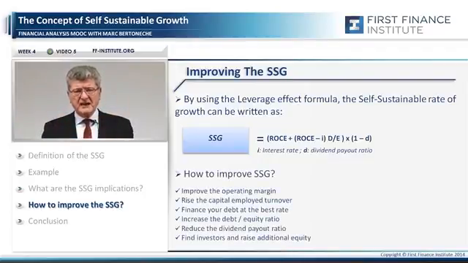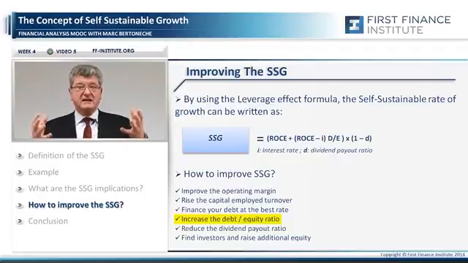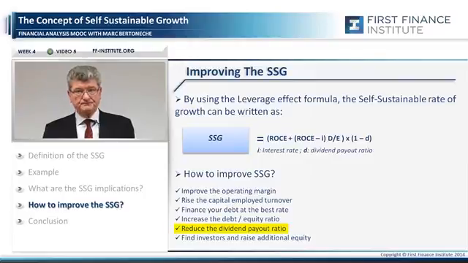Why this complex and strange formula? Because it shows the levers on which you can play to improve the growth of the company. Improve the operating margin. Be more efficient by raising the capital employed turnover. This will improve your ROCE. Finance your debt at the best possible rate so that you increase the difference between ROCE and I. Increase, within reasonable limits, the D over E ratio, the debt-equity ratio, and, if possible, reduce the dividend payout ratio.